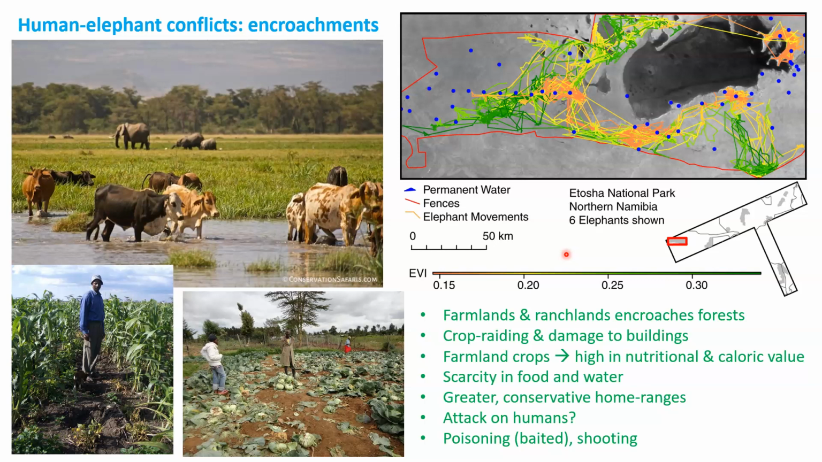And I did mention farmed crops are high in nutritional value, high in caloric value, right? During drier seasons, this problem is much more severe because of irrigation. Farmlands are active even during the dry season. So the scarcity of food is high in the protected area, in the forest. So the elephants naturally tend to wander away looking for better food sources.